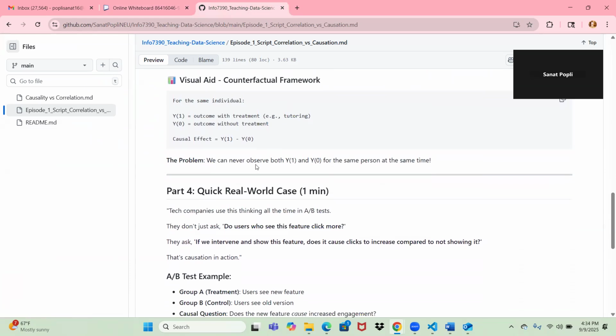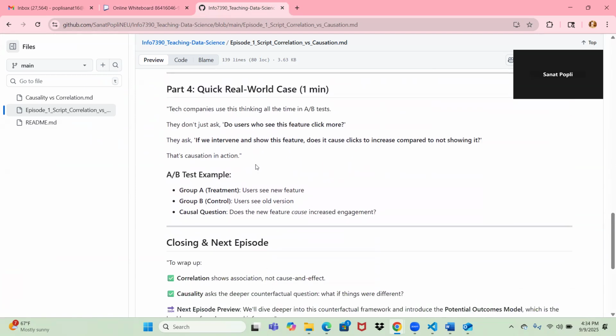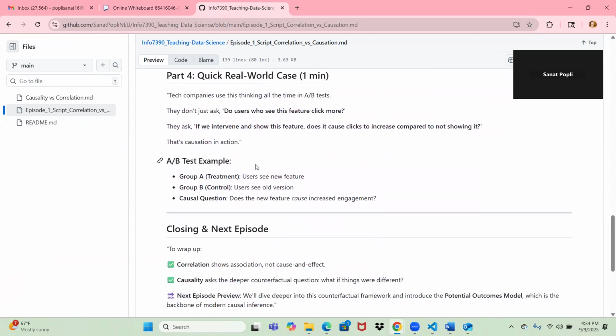The problem is we can never observe both y1 and y0 for the same person at the same time. So let's take part 4, a quick real world case. Tech companies use this thinking all the time in A/B tests. They don't just ask, do users who see the feature click more? They ask, if we intervene and show this feature, does it cause clicks to increase compared to not showing it?